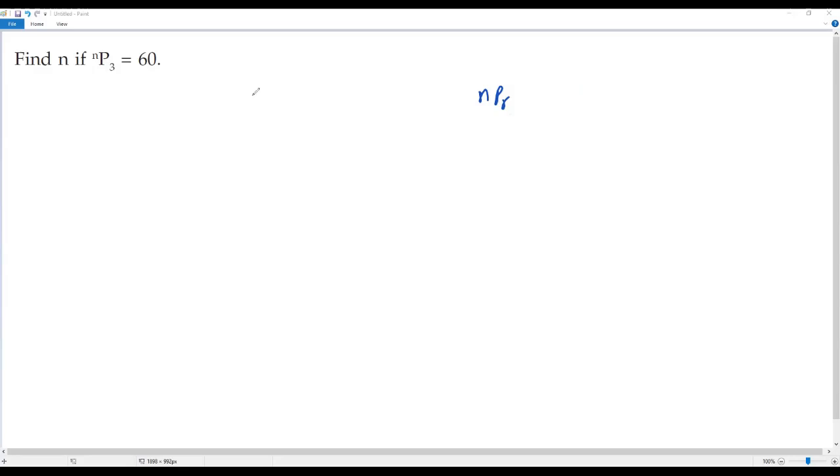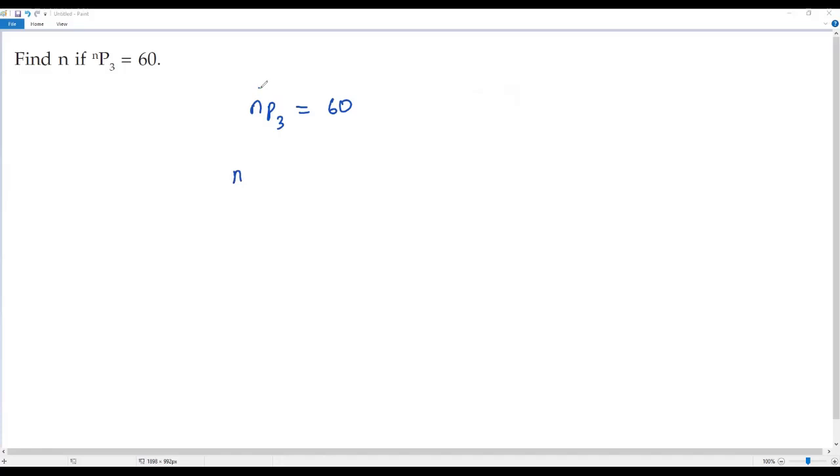There is a shortcut to get the equivalent of this nP3. Let me write the given equation as it is: nP3 equals 60. The shortcut is that we have to decrease this n for the next 3 consecutive integers, because 3 is over here. And what if we have 4? Then n has to be reduced for the next 4 consecutive integers. Since r is 3 here, I'm going to decrease n for the next 3 consecutive integers.